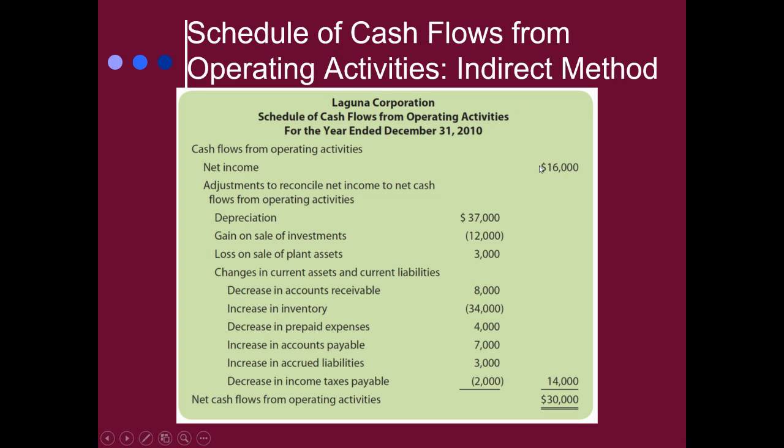If it confuses you, then you can add or deduct one by one. For instance, from 16,000 plus 37,000, then minus 12,000, add 3,000, add 8,000, minus 34,000, add 4,000, add 7,000, add 3,000, and minus 2,000 to get to the amount of 30,000. So you can do it whichever way you find comfortable or according to your understanding.